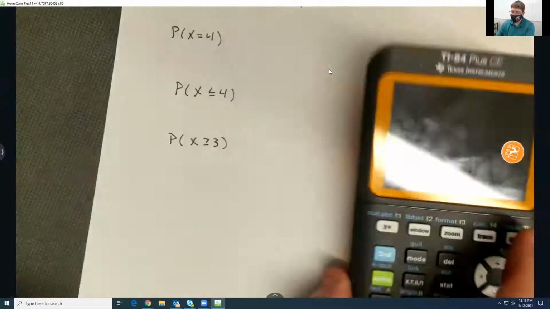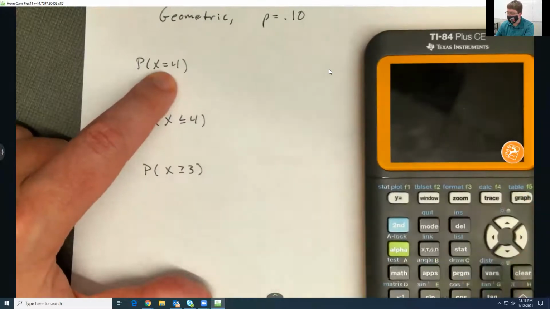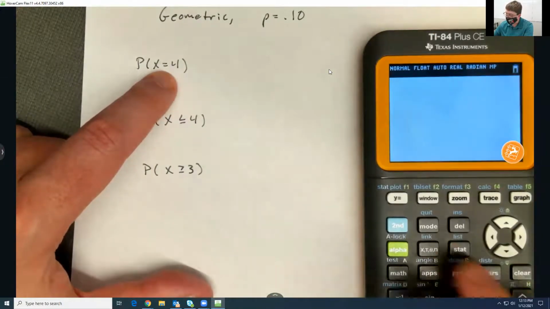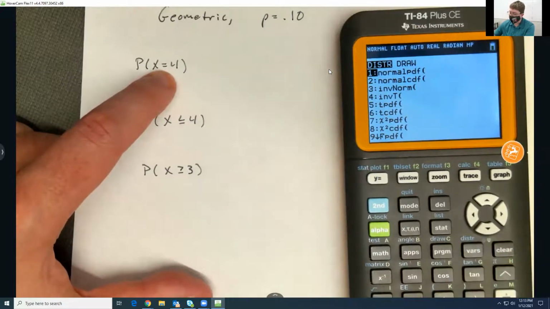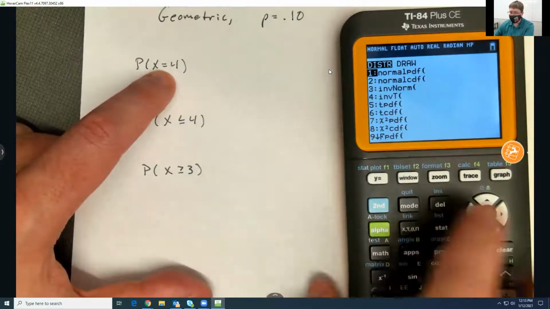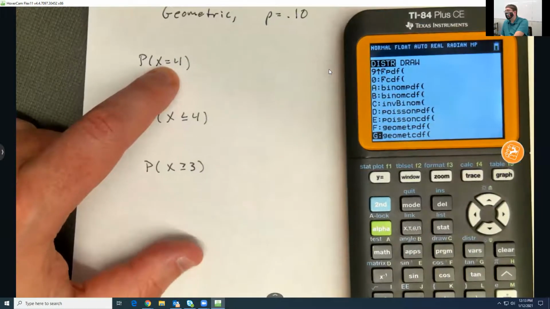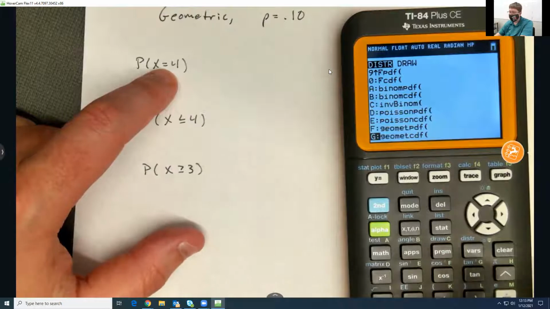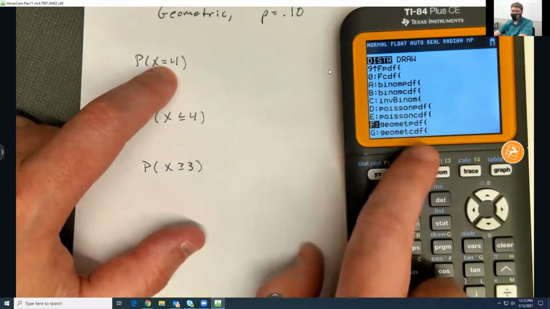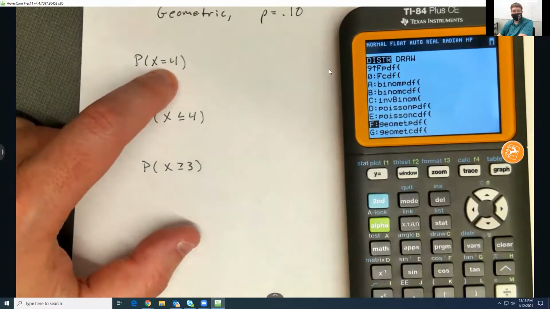So with the calculator, since this one is an equals, we will use the PDF. So turn it on, clear everything. Second vars, just like it was for the binomial. Told you guys we're going to wear this out. So second button, vars button. Hit the up arrow, boom, and we're right there at geometric. It's at the very bottom of the list. Otherwise, you got to hit the down arrow about 15 times to get there. I want PDF, so hit up arrow one more time. Remember, PDF is the equal sign.